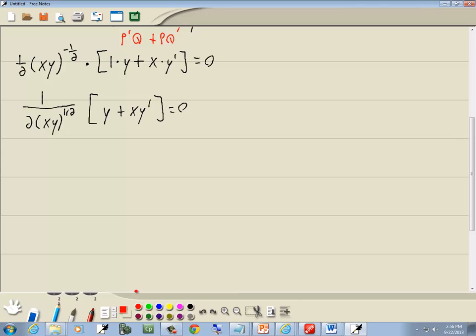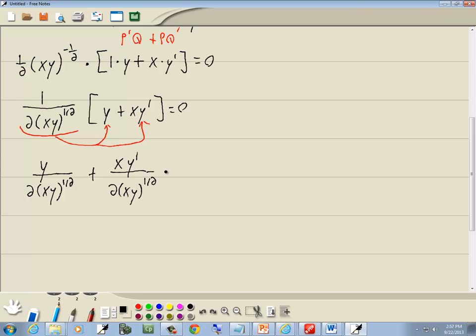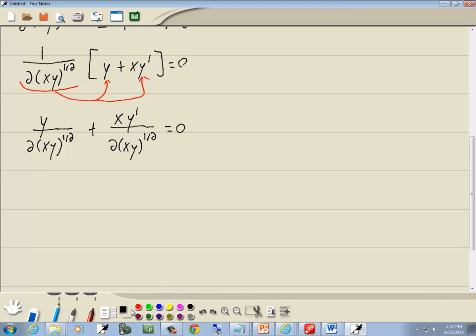First step was to get rid of parentheses, or get rid of brackets, as the case may be. So I'm going to take this fraction here and multiply it times the y and times the xy prime. That's going to give me y over 2xy to the 1/2 plus xy prime over 2 times xy to the 1/2 equals 0. Second step, get rid of fractions. Multiply everything by the LCM of all your denominators. These denominators are the same, so I can multiply everything by 2xy to the 1/2.